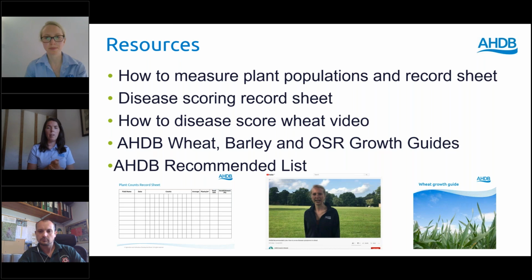Don't forget we've got the growth guides, the wheat, barley, oilseed rape ones. There's an oat one that PepsiCo have done, the recommended list, and then the fungicide management guide as well. So lots of resources there for you to use. All can be downloaded, and we'll make sure the links go up along with the recording.